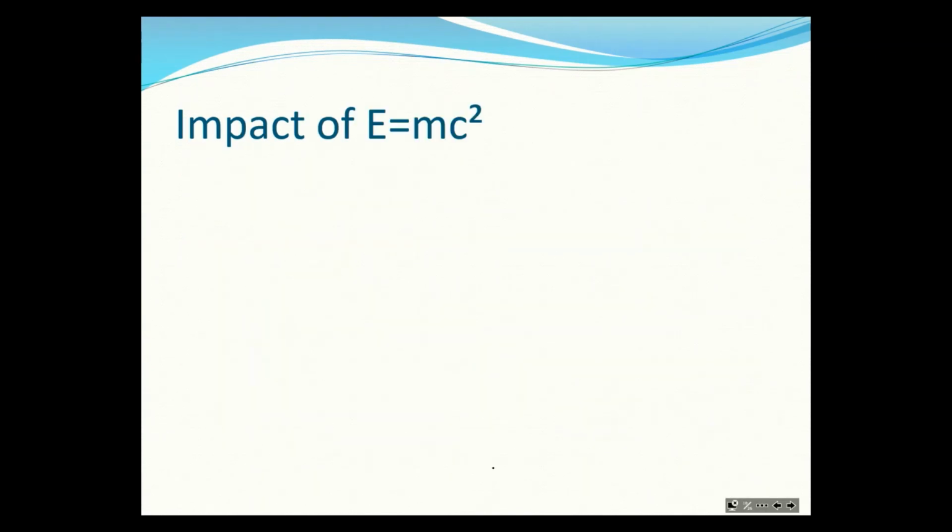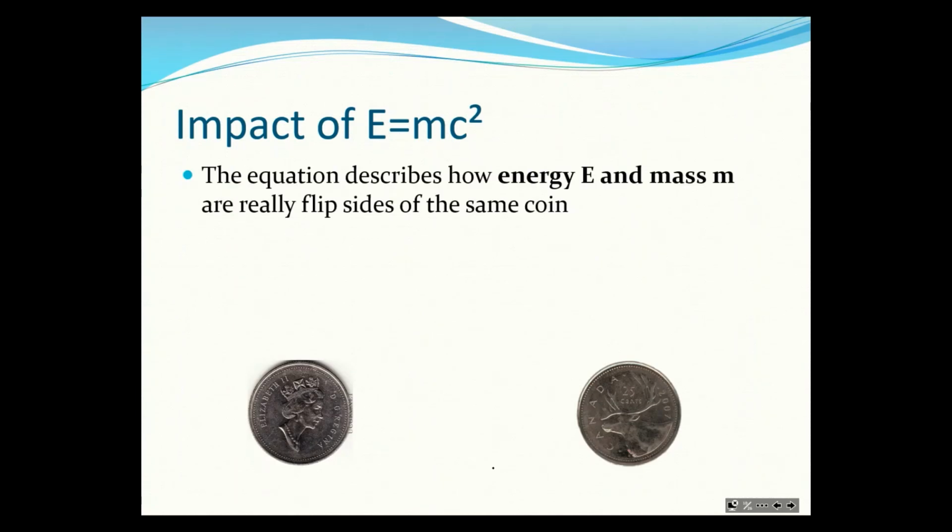So this is actually kind of crazy. E equals mc squared is a crazy formula. The equation describes how energy and mass are really flip sides of the same coin. So mass and energy can actually be converted to each other.